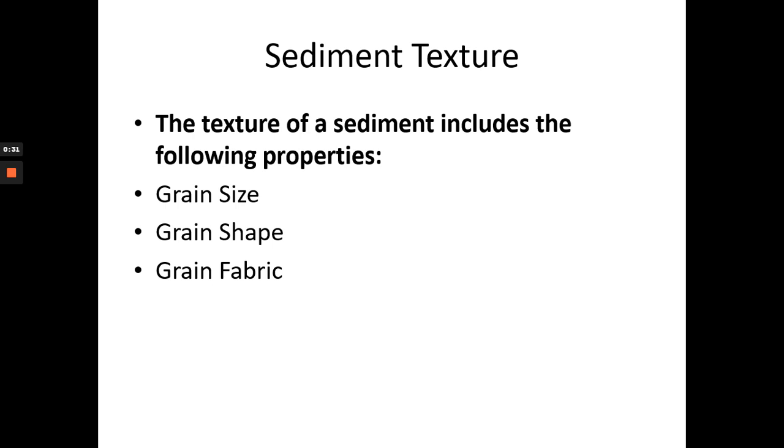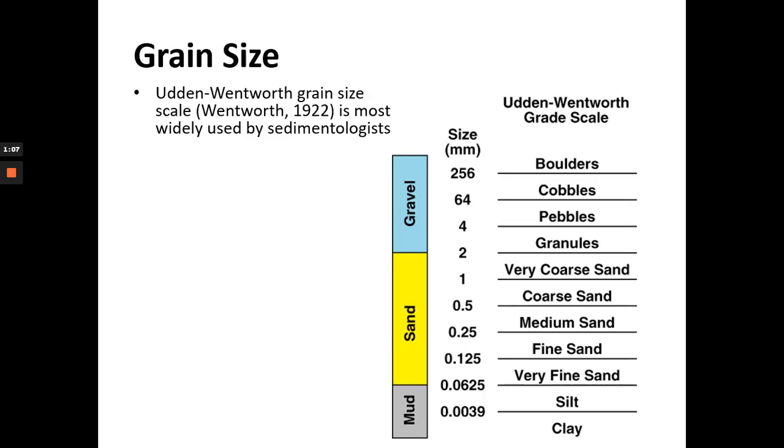So we've learned what sediments are, what they are mainly composed of. So we need to know the terminology of how to describe sediments. And the basic terminology that you need to know is what we call textures. So what do we mean by the texture of a sediment? The texture includes the following properties. First, you have grain size, then you have grain shape, followed by grain fabric. Okay, so we'll go through these different textural properties one by one. First, we go to grain size.